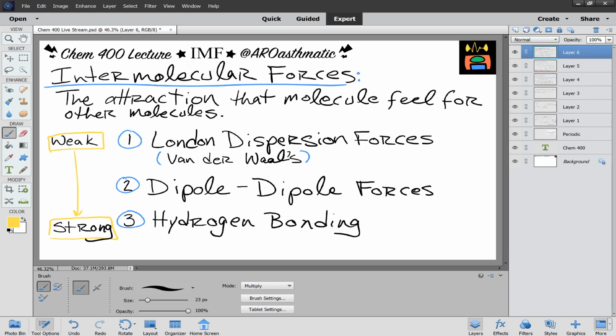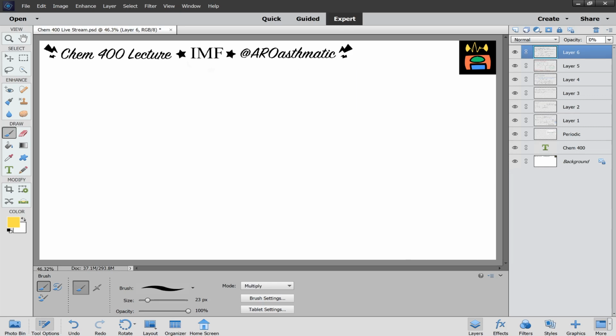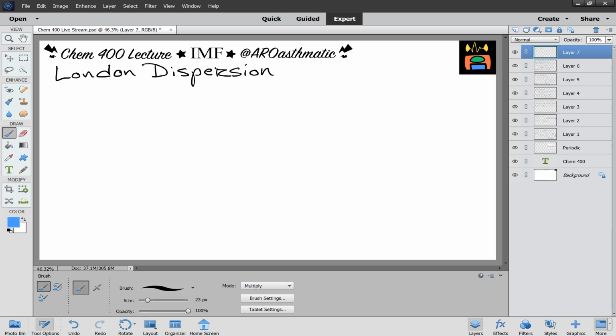Okay, so again, intermolecular forces are the attraction that molecules feel for each other. It's what pulls molecules together. And we will take these one at a time, starting with London dispersion forces, which I abbreviate as LD, London dispersion. So let's talk about London dispersion. Now, London dispersion forces.